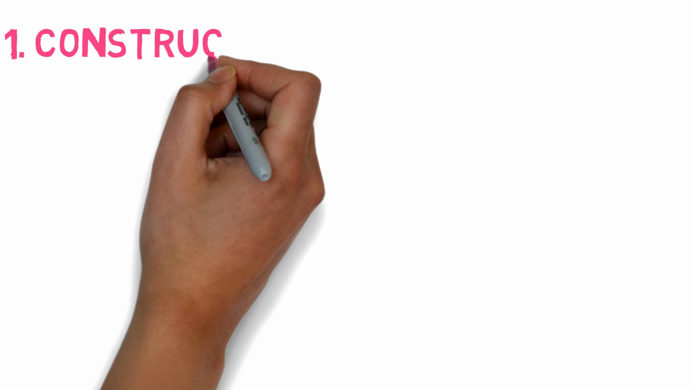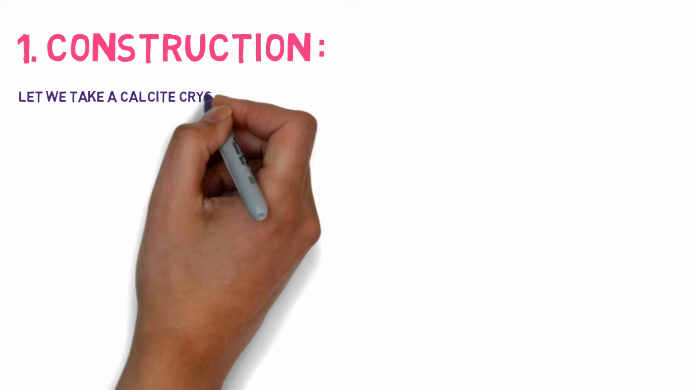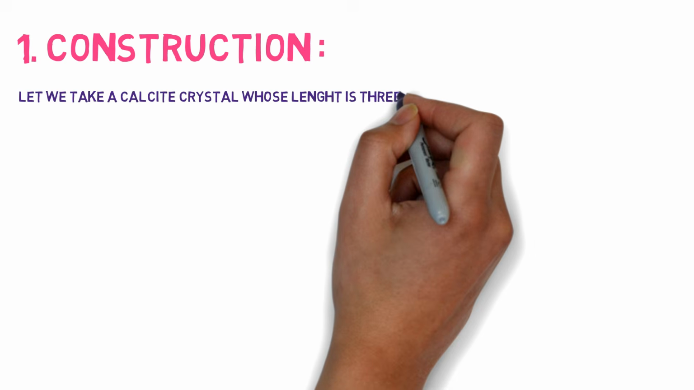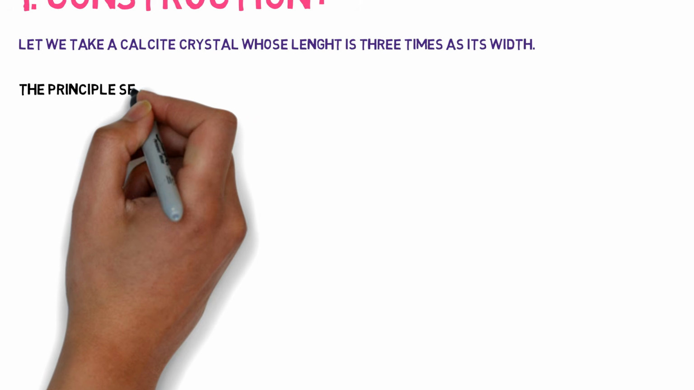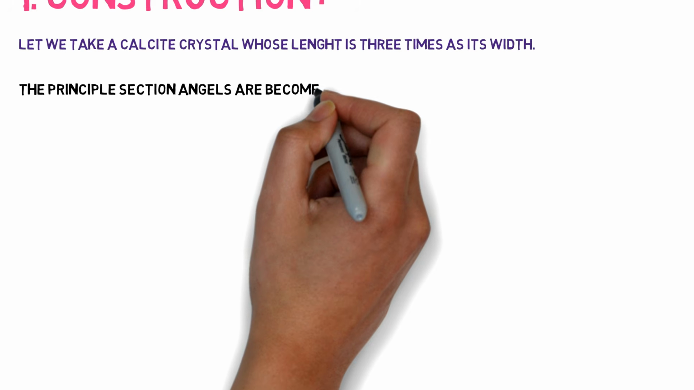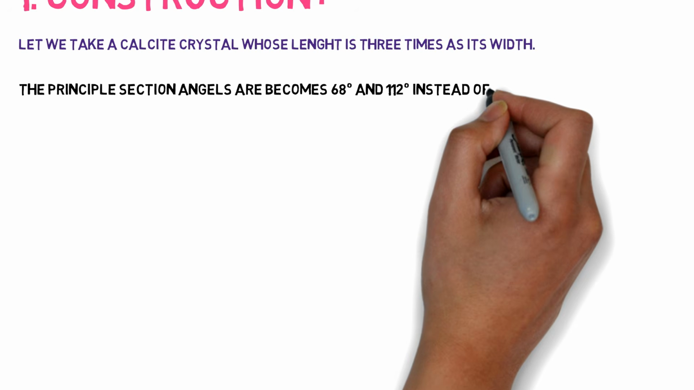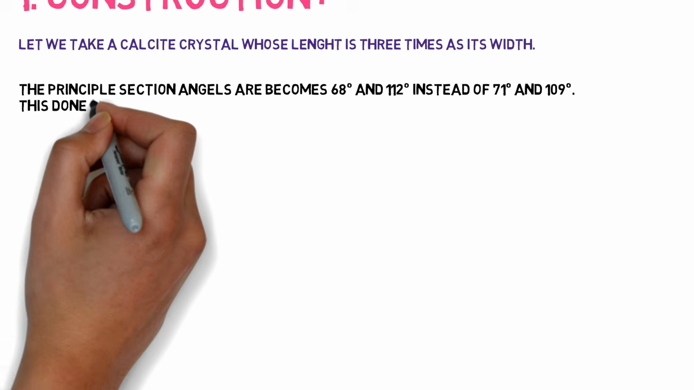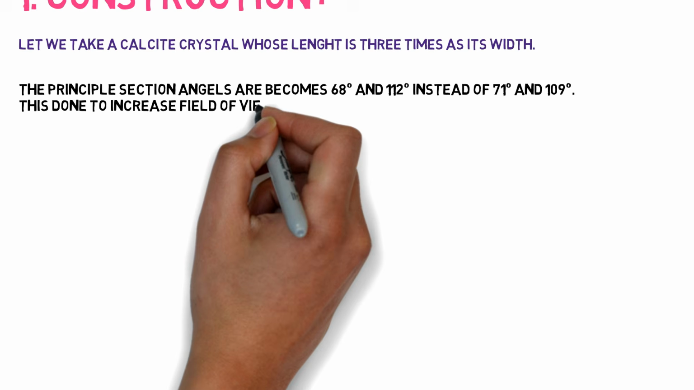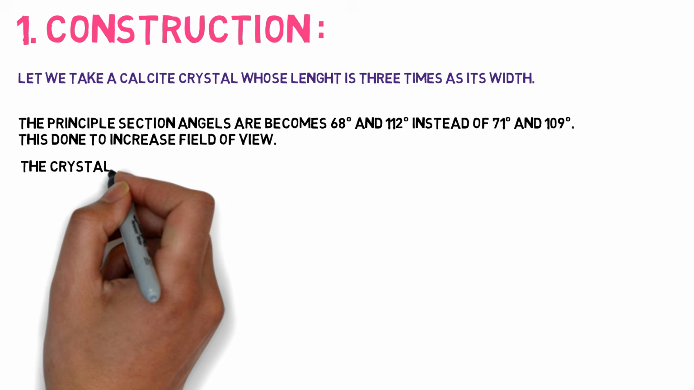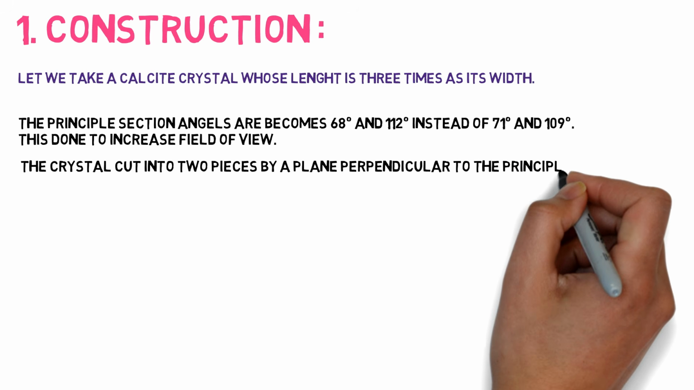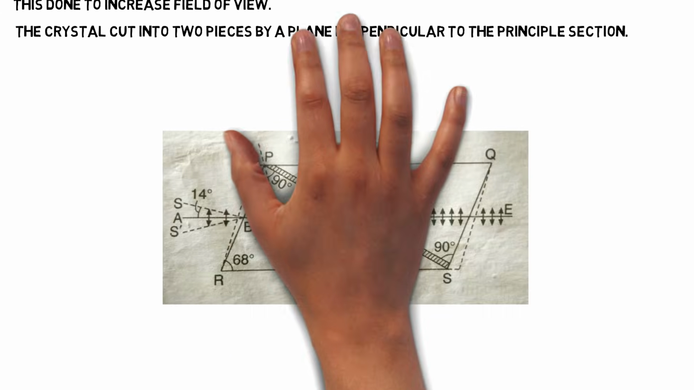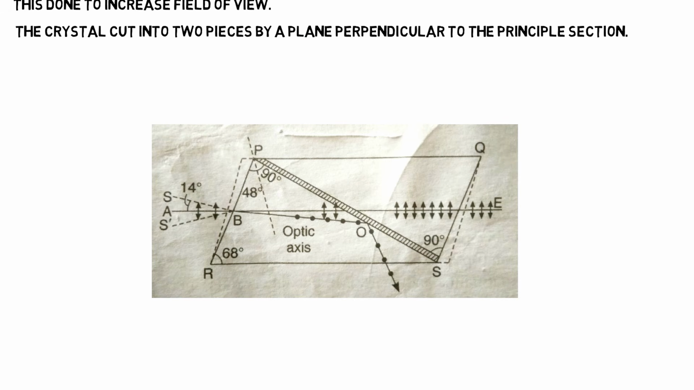Now we see the construction of the Nicol's prism. Let us take a calcite crystal whose length is 3 times its width. The principal section angles become 68 degrees and 112 degrees instead of 71 degrees and 109 degrees. This is done to increase the field of view. The crystal is cut into two pieces by a plane perpendicular to the principal section. Here we see the Nicol's prism.